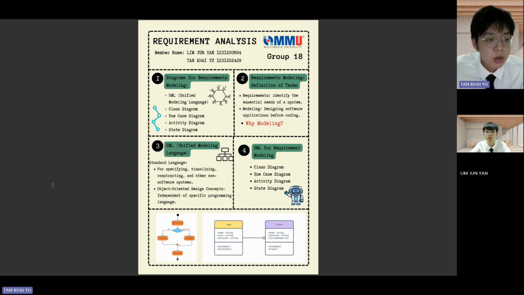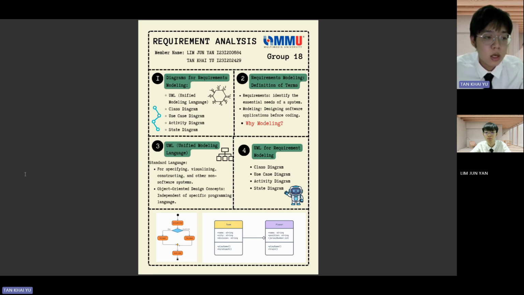It includes actions, connections between actions, decision points, and more. This diagram helps understand how tasks flow and makes the system more effective.